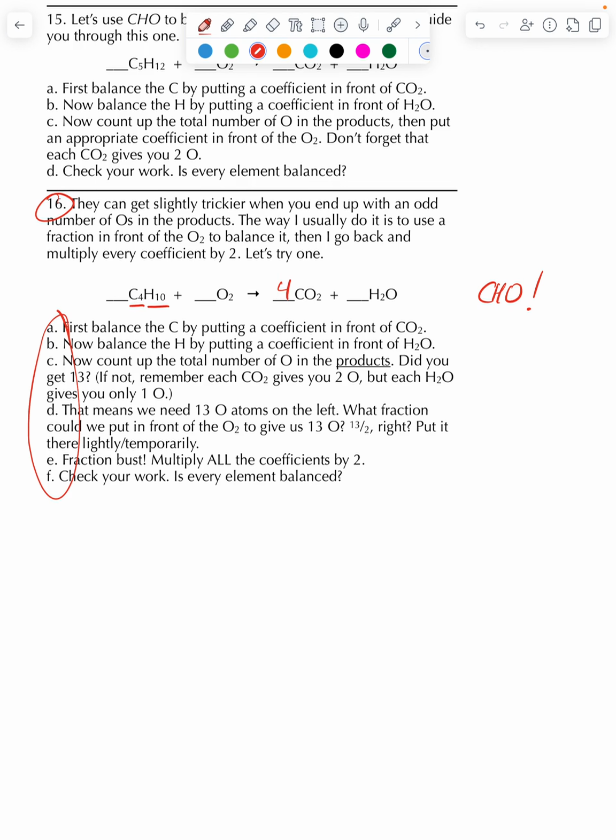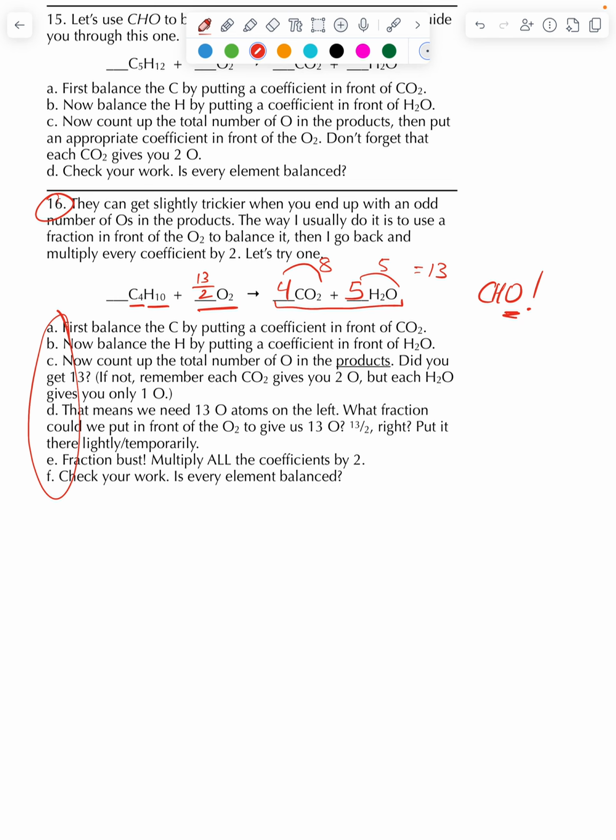Do H's next. I have 10 hydrogens. So what do I need in front of the H2O? A 5. And then we do our oxygens last. How many oxygens do I have in the products? There are 8 here, plus 5 more here. That's 13 oxygens. So what fraction could I put in front of the O2 to give me 13 oxygens? 13 halves, right? That gives me 13 oxygens.